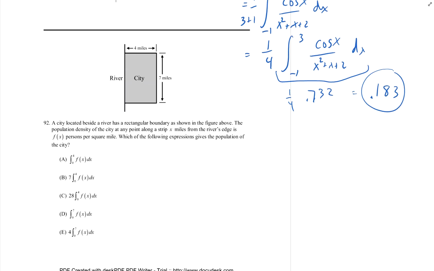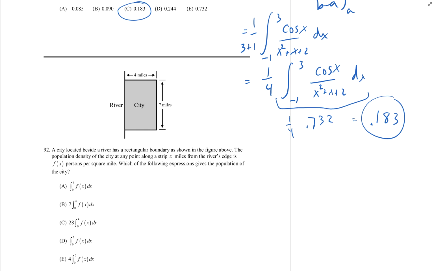And number 92, the city is located beside a river, has a rectangular boundary, and the population density along a strip x miles from the river's edge is f of x people per square mile, which gives the population of the city. Okay, people per square mile. Let's see here. Okay, this is an interesting problem, because it's the population density of the city at any point along a strip x miles from the river's edge.